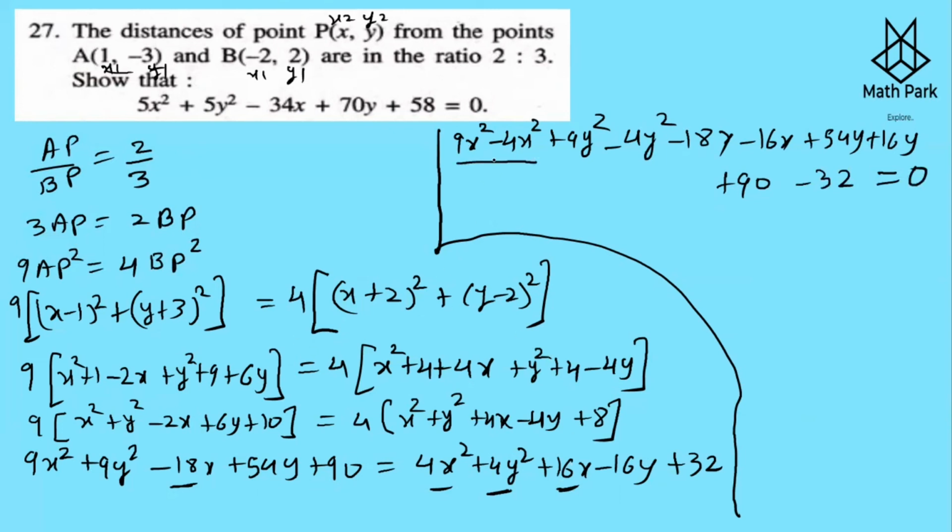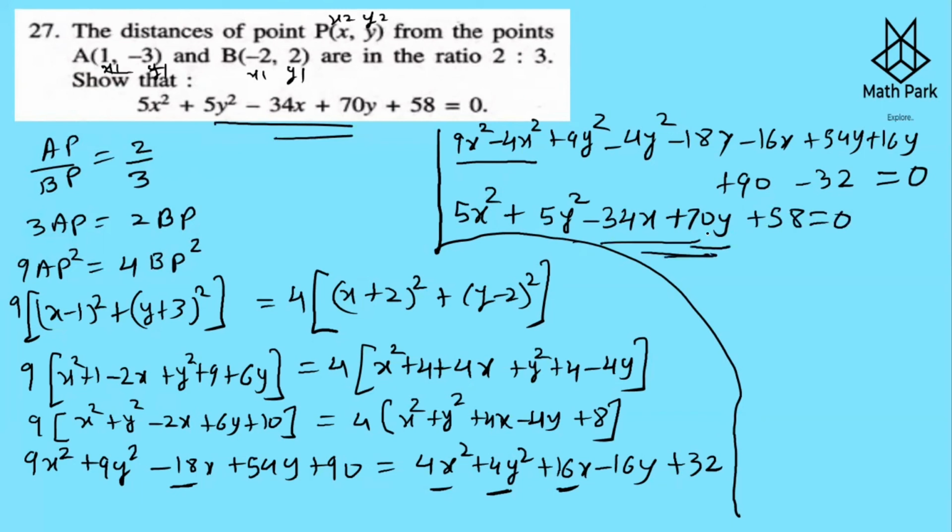We shifted all the terms on the right hand side to the left hand side. Now 9x square minus 4x square is 5x square. 9y square minus 4y square is 5y square. Minus 18x minus 16x is minus 34x. 54y plus 16y is 70y. 90 minus 32 is plus 58, and this is equal to 0. Hence, we proved it. Got it? We did with question 27.